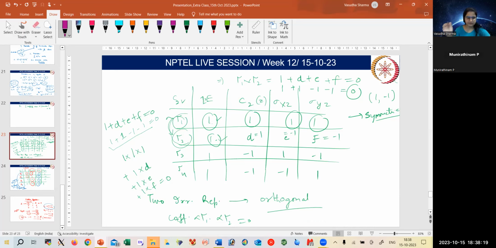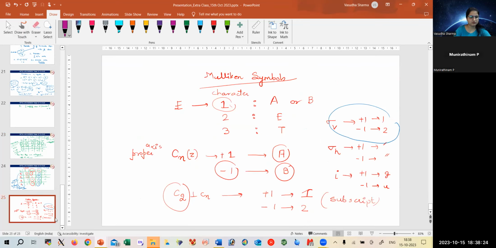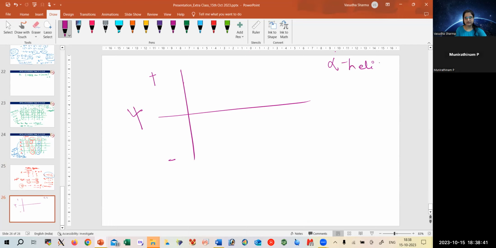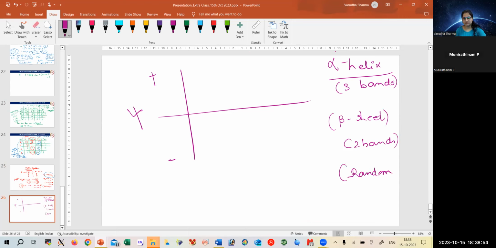So we have actually taken up that, right? Say, this was our side. This is a positive sign. This is a negative sign. And here we were saying that in alpha helix, it is having how many bands? 3 bands. Second is beta sheet, which is having 2 bands. And random coil, that is having 2 bands, right?